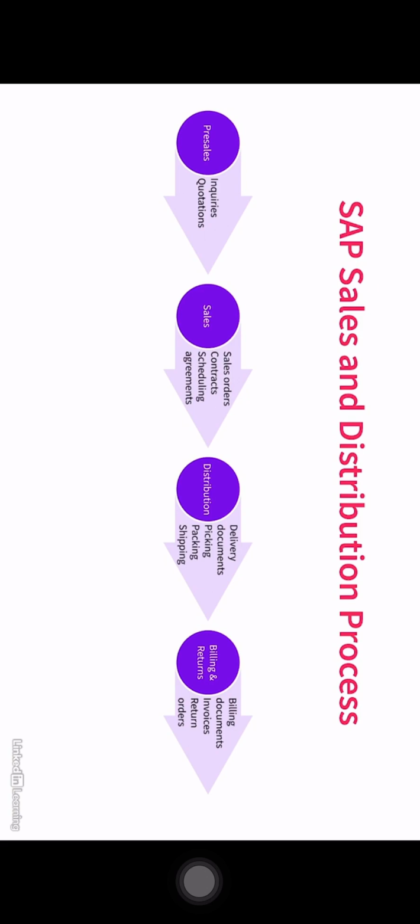First are pre-sales actions, where inquiries and quotations are created. Next is sales, where sales orders or more robust sales arrangements, like contracts and scheduling agreements, are created. Third is distribution. This is where delivery documents are created and goods are picked from the warehouse, packed, and then shipped to the customer. Last is billing and returns, where billing documents and invoices are created, and if necessary, any return orders are also created.